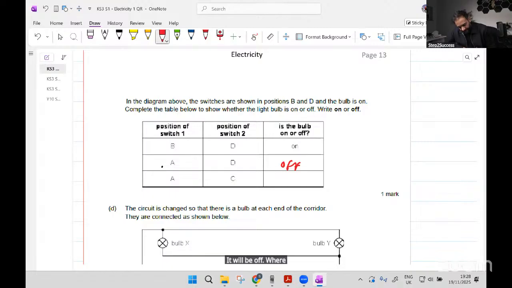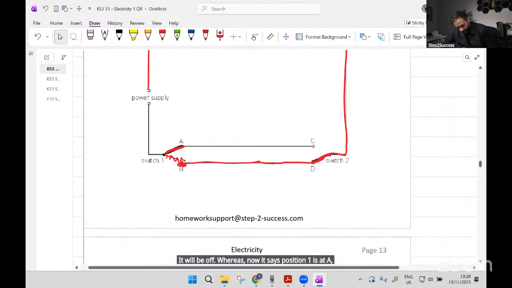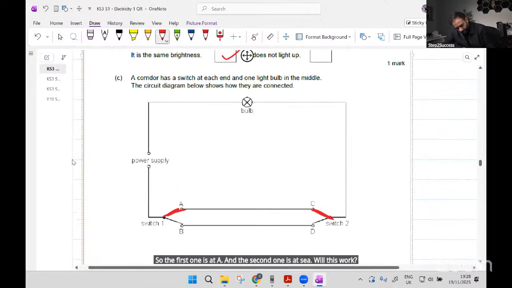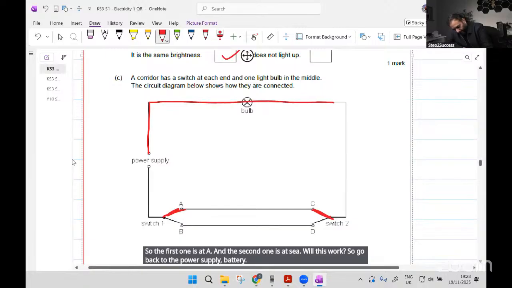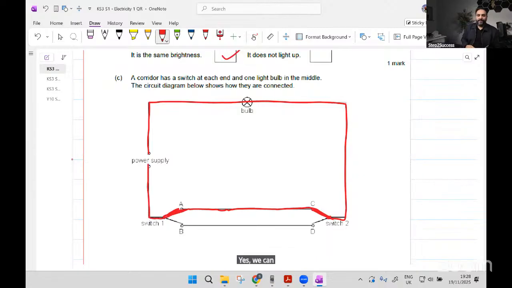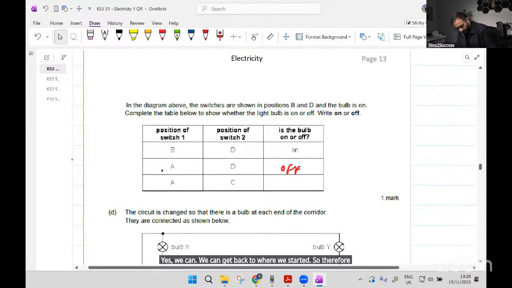Whereas now it says position 1 is at A, position 2 is at C. So the first one is at A and the second one is at C. Will this work? So go back to the power supply, battery. Will it get a complete circuit? Yes, we can. We can get back to where we started. So therefore, the bulb will be on. That's how we do this.